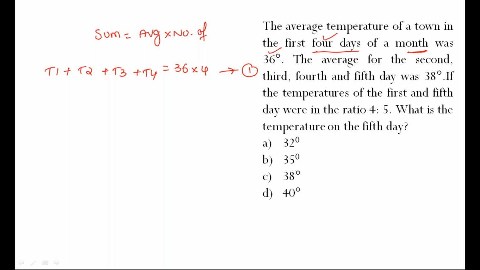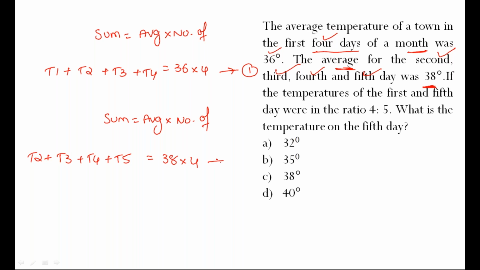Now, what is the next data they gave? The average is now 38 degrees. The sum equals average into number of days. Now the average is 38. How many days? Second, third, fourth, and fifth, you have 4 days. That's why it is into 4. The sum is the second day temperature, third day temperature, fourth day temperature, and fifth day temperature. Altogether, this is the second equation.